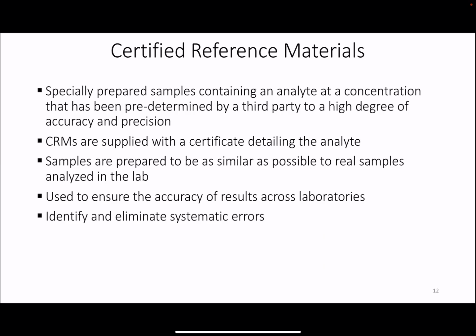starting with the use of certified reference materials. These are specially prepared samples that contain something that you want to measure, known as an analyte, at a very precise concentration that's been predetermined with a high degree of accuracy and precision. They come with a certificate. They're very expensive. And the certified reference materials are prepared in a bunch of different ways so that you can choose one that is as similar as possible to real samples that you're going to analyze in the lab. And these are critical because they're used to ensure the accuracy of results across laboratories.